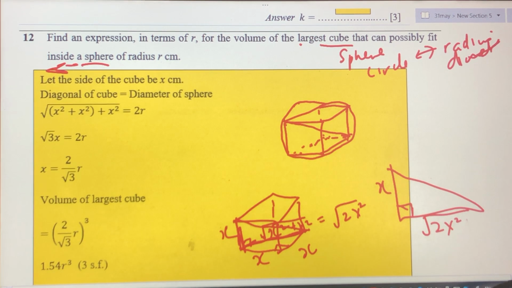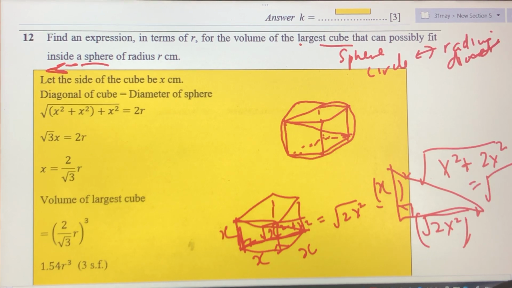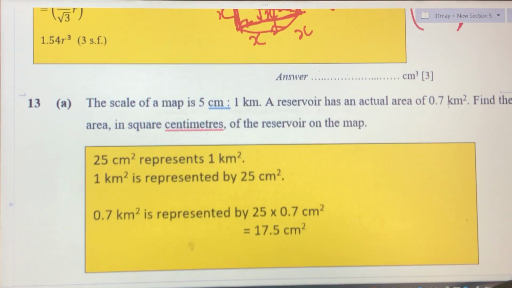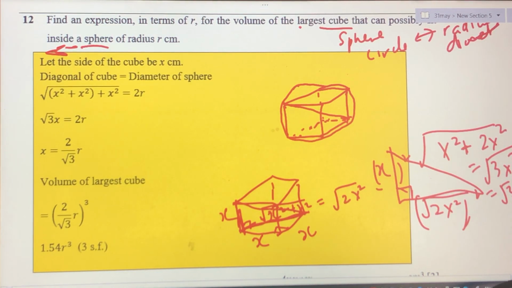correct? Correct. So I go and square this, then square root of this one squared plus 2x squared. Then I can get square root of 3x squared, which is actually square root of 3 times x. Now what this means is this diagonal here is square root of 3x, correct?